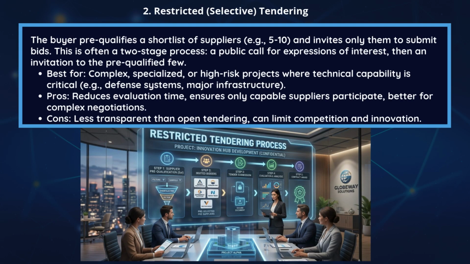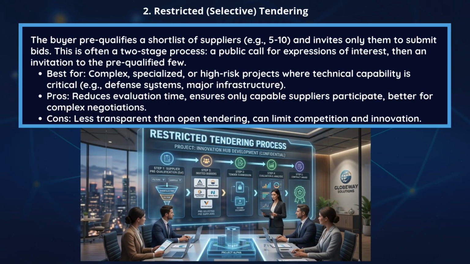The second one is restricted or selective tendering. The buyer pre-qualifies a short list of suppliers, for example 5 to 10, and invites only them to submit bids. This is often a two-stage process: a public call for expressions of interest, then an invitation to the pre-qualified few. Best for complex, specialized, or high-risk projects where technical capability is critical, for example defense systems, major infrastructure.